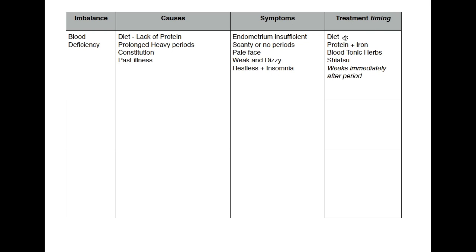Here's what we can do about it. We can give dietary advice, okay, which basically means protein and iron, or iron supplements, or blood tonic herbs. Shiatsu is also useful, and the best time to treat is the time immediately after the period, because that's where you get the blood deficient time, and that's when the blood needs to be built up. We'll see the chart of that later on.